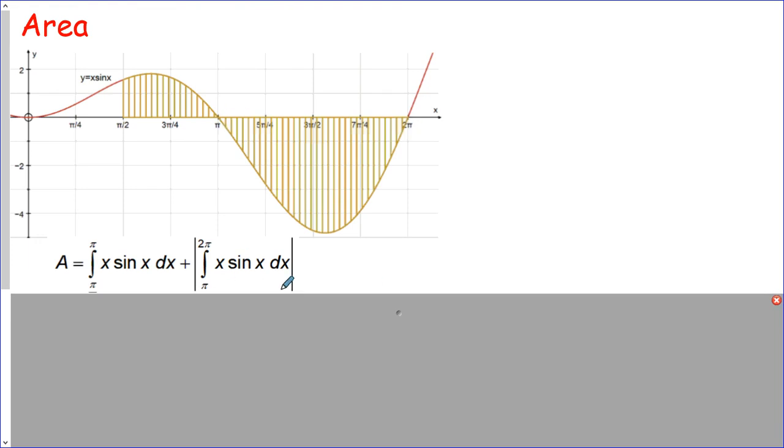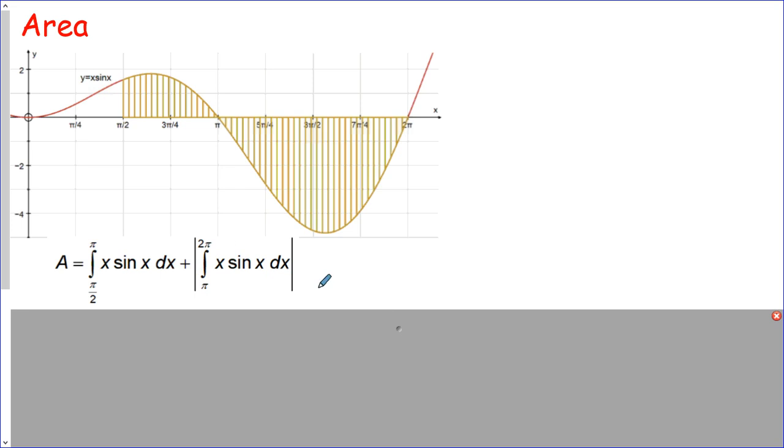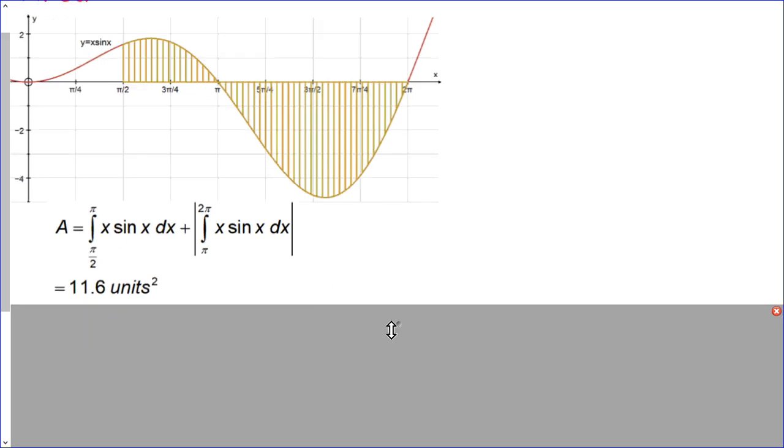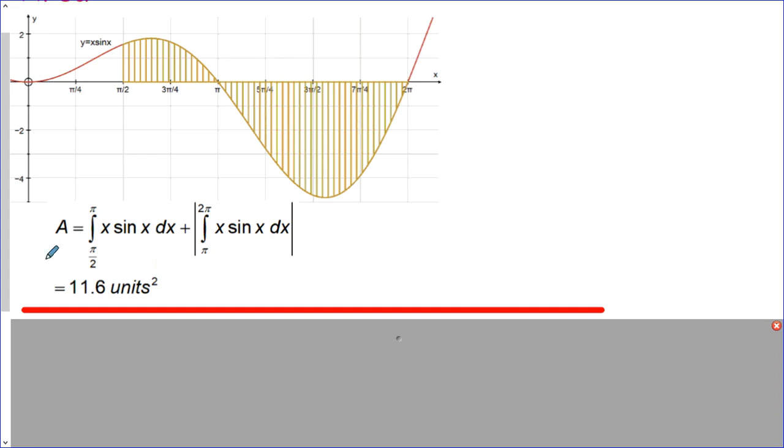This piece will come out negative. A nice way of writing mathematically that we want to make it positive is to take the absolute value. We can type all of this, even the absolute value piece, straight into our Casio calculator, and we get a final answer. So don't waste time trying to work out how to integrate x sine x. It would be by parts, just for interest, but rather just use your calculator.